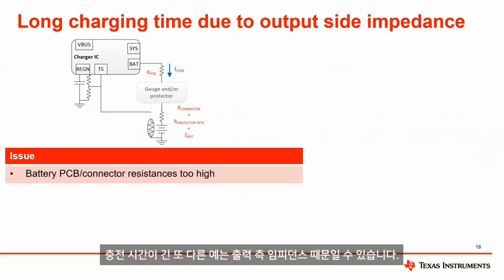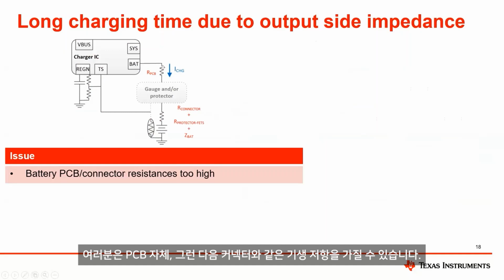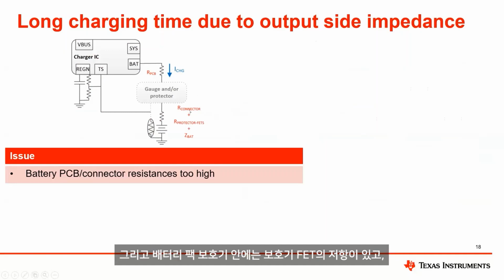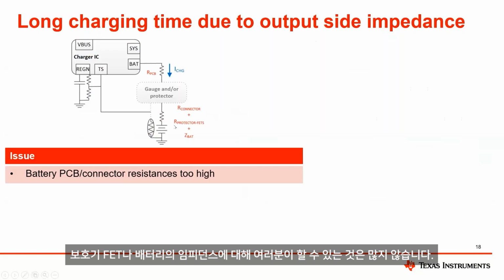Another instance of long charge time could be due to output side impedance. So just like we had a problem on the input side, you can have what I'll call parasitic resistances, like the PCB itself, and then the connector, and then inside the battery pack protector, you have the resistance of the protector FETs, and then of course the impedance of the battery, which, you know, as batteries age, they get slightly more resistive. So there's not much you can do about the protector FETs or the impedance of the battery.